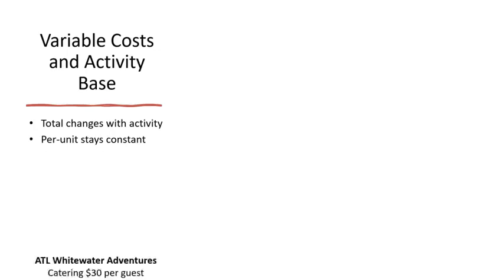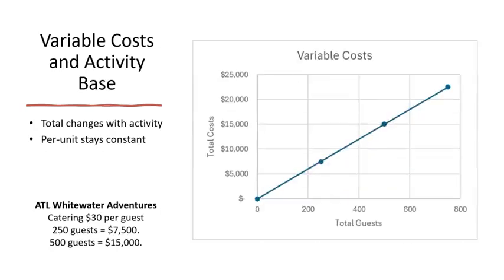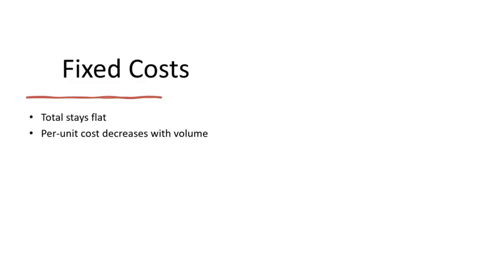Variable costs move in total, but they stay the same per unit. They vary in relation to an activity, like units produced, hours worked, or customers served. If ATL Whitewater Adventures does catering that costs them $30 per guest on day-long trips, then if there are 0 guests, there's $0. If there are 250 guests, then there's $7,500. If there are 500 guests, it's $15,000, but it's always $30 per guest.